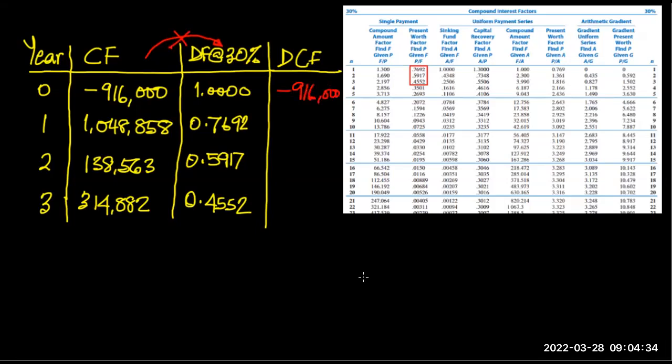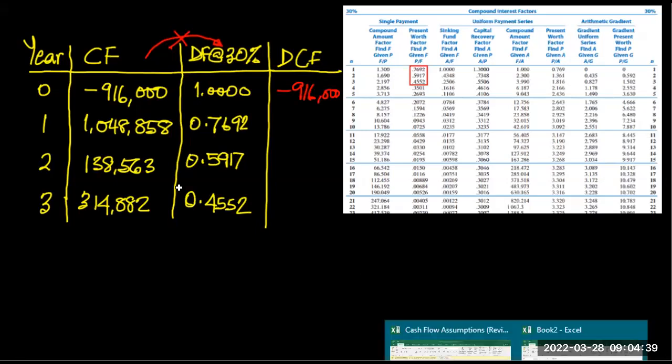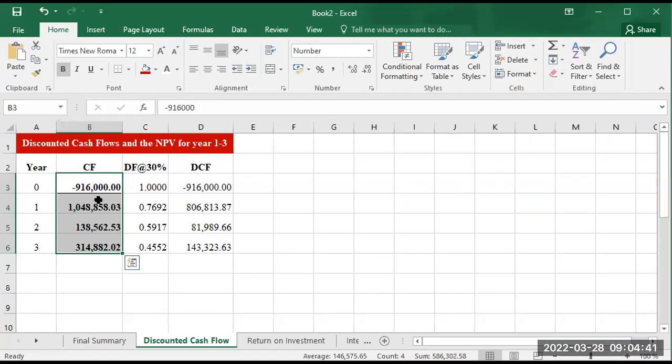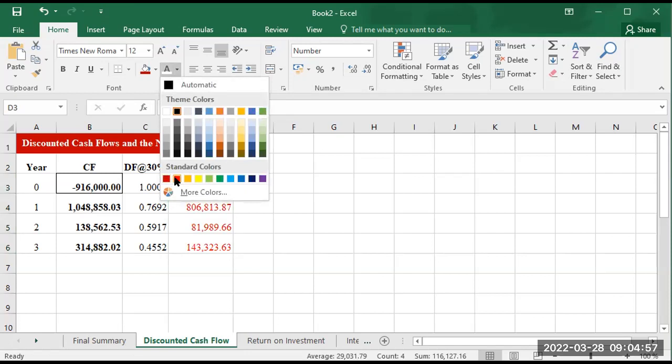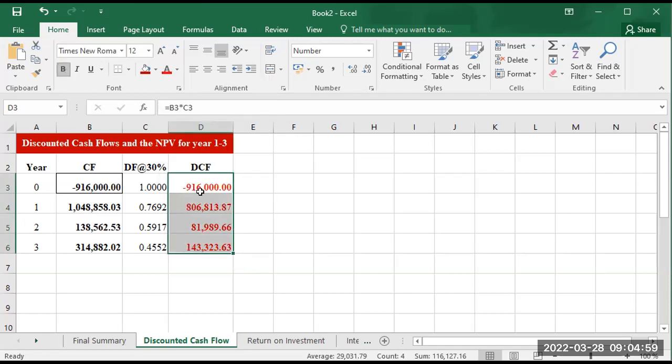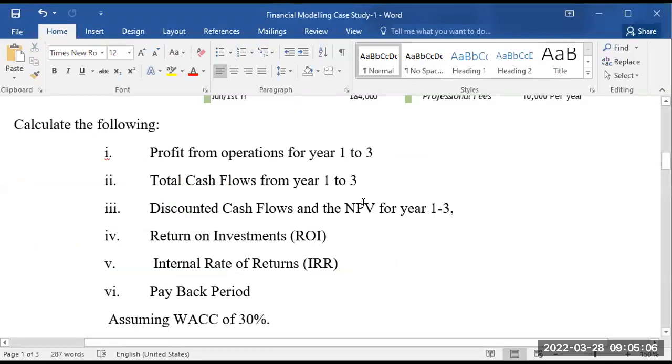But then I've already done this using the Excel spreadsheet, so we'll go back to check. So that's how we got it. These are the values, so multiply these two to get this. Remember, it's 30%. So these are the values, these are our answers. These are the discounted cash flows, which was our first requirement.